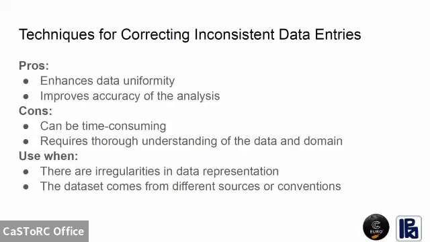So, for example, at the end, if you do this, you have to be able to understand the data better than anyone else. Okay, if you don't understand the data, then you will not be able to rely on it and make this conversion. So, an important thing: you have to understand your data. And then you have to use it when there are actual irregularities in your data representation. And also, this is very important if the data set comes from different sources.